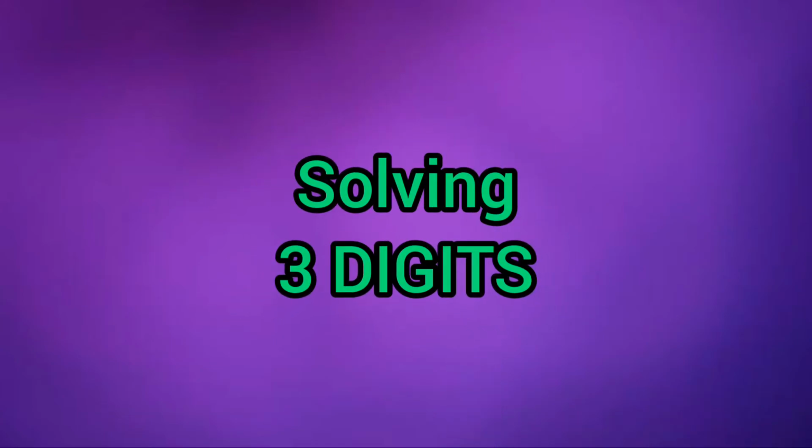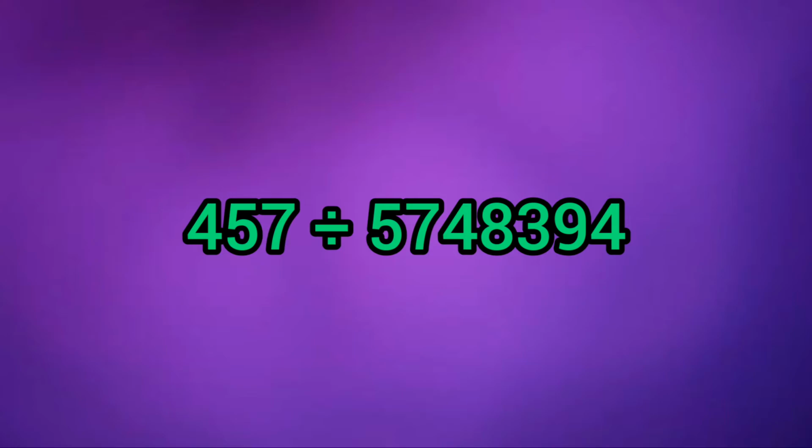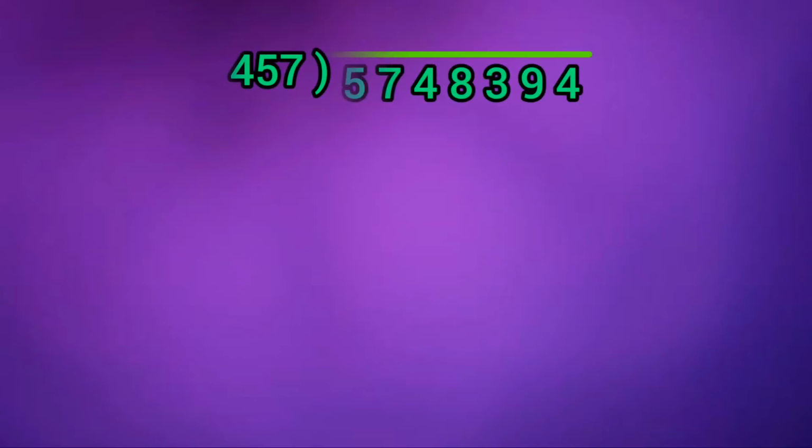How to solve 3 digits? 5,748,394 divided by 457. Keep the position. Pick the first 3 numbers, which is 574. Since we are solving 3 digits, it is obvious that 1 should be the quotient. So put 1 and keep 457.